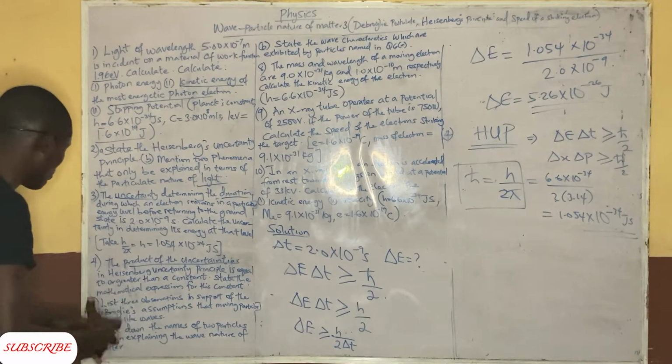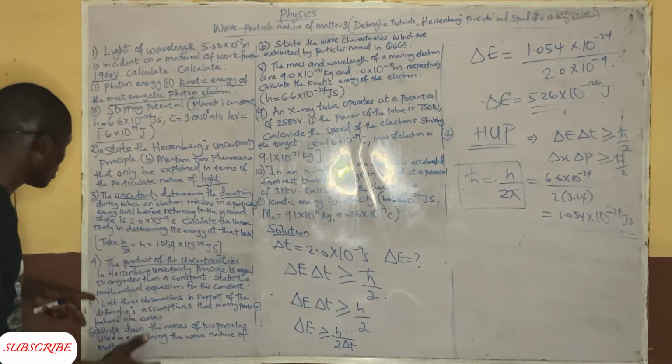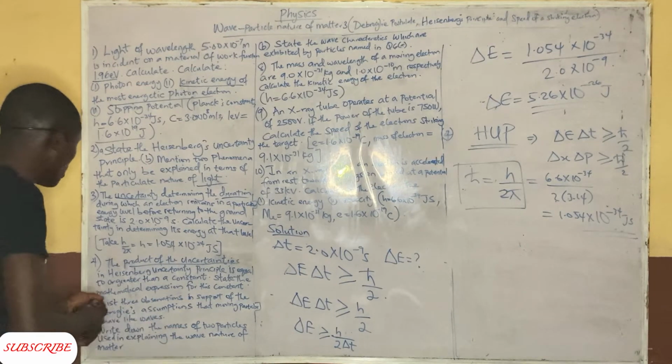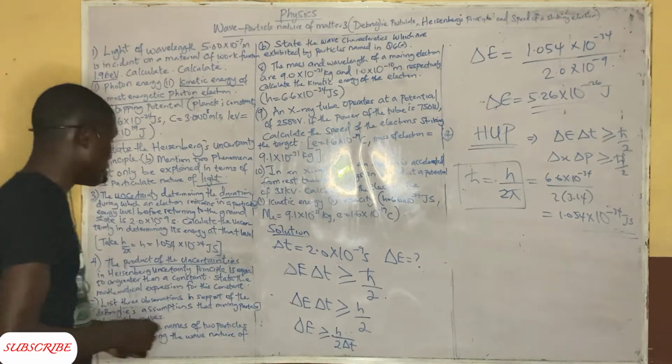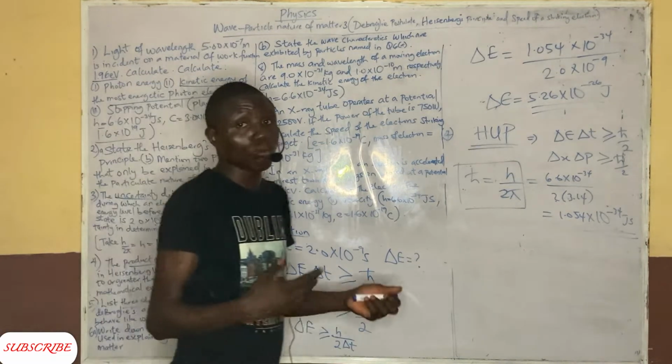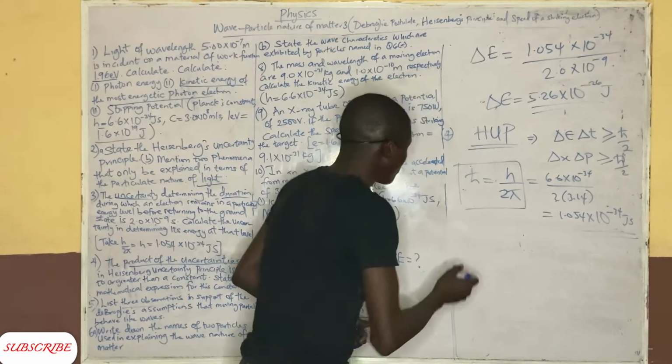Observation in support of de Broglie's assumption that moving particles behave like waves. Now, we are told to give three observations in support of de Broglie's assumption that moving particles behave like what? A wave.